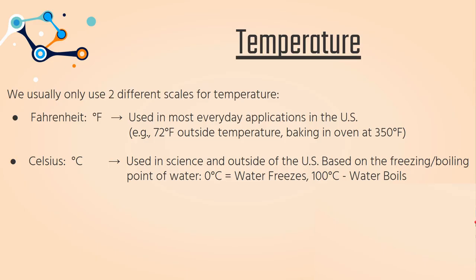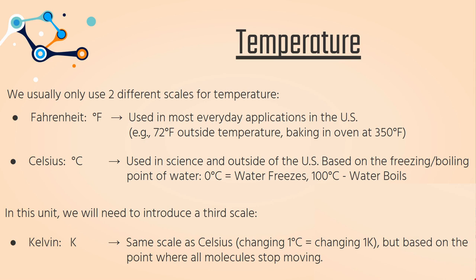However, with gases, we have to use a new scale. We have to use the Kelvin scale with the symbol K. It goes up by the same amount as Celsius. 1 degree Celsius is basically the same thing as 1 degree Kelvin as far as changing temperature. However, Kelvin is based on the point where all molecules stop moving. 0 Kelvin is the lowest possible temperature.